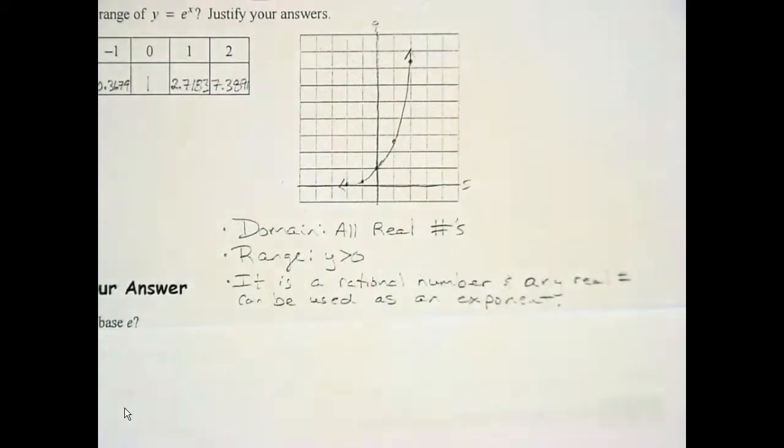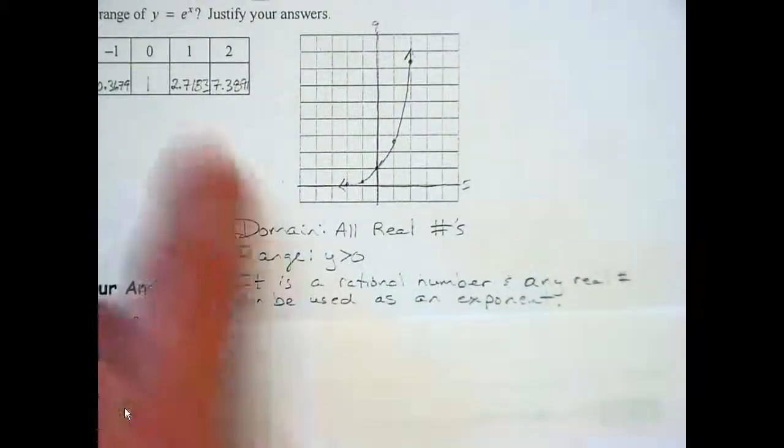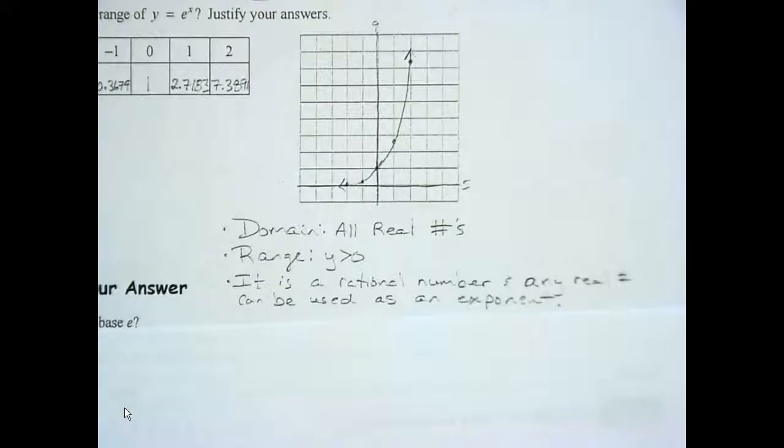Okay, so our domain is all real numbers, and the range is y greater than 0. It's a rational number, and any real number can be used as the exponent. Making sure that we understand why our domain is all real numbers: remember, it doesn't have any holes. Any real number can be used as the exponent. That's why. Actually, it's x, right?